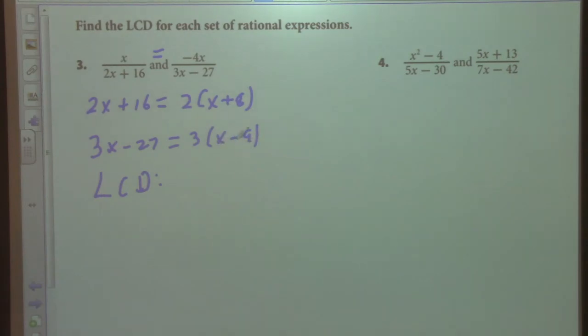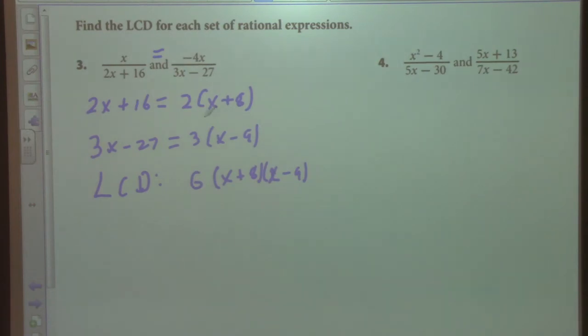I don't know where you got 72 from. Okay, you're going to need to have x plus 8, you're going to need to have x minus 9. These are necessary components of your LCD. And what else are you going to need to have? 2 and 3. So what do you do with the 2 and 3? Multiply them? Yeah, you can multiply them together, and so you get 6.